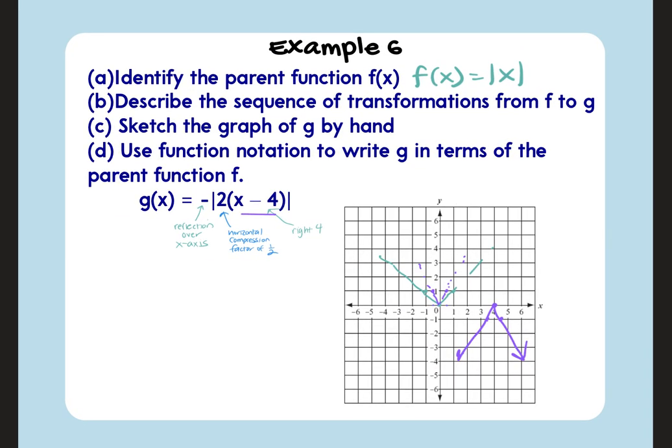Now part D says use function notation to write g in terms of the parent function. So I want to alter my f of x in such a way that it would be reflected over the x-axis, which means put a minus in front, that it's horizontally compressed by a factor of a half, which means put a 2 in front of the x, and that it's shifted to the right, which means subtract 4 from the x. So g of x equals negative f of (2 parentheses x minus 4).